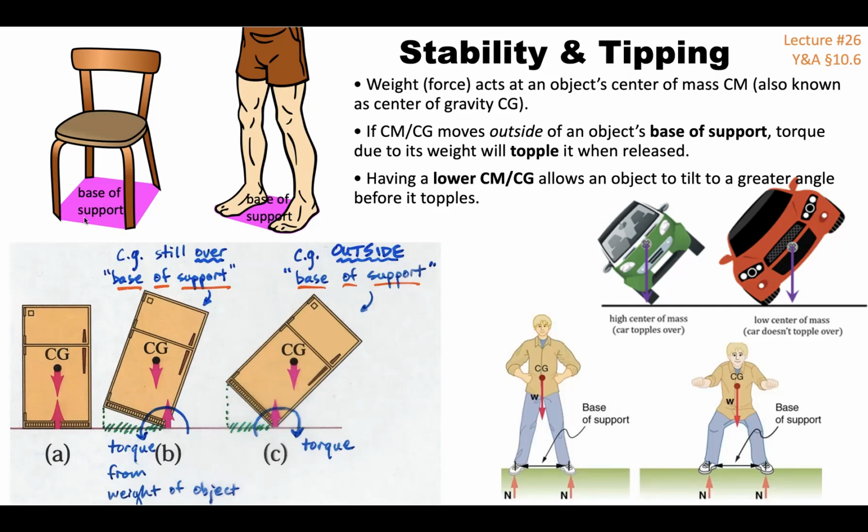For a chair or a table, it's a region bounded by the legs. For a car, it's a region bounded by the four tires. So the base of support would be underneath these tires right here, or underneath those tires right there. Now imagine that we were to take that object. Oh, and here the base of support is the region under the corners of the fridge. So this is the base of support as it tips, right?